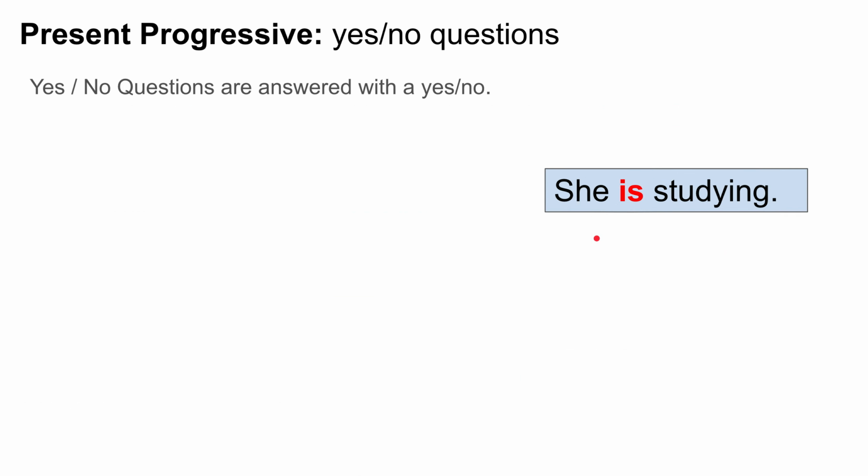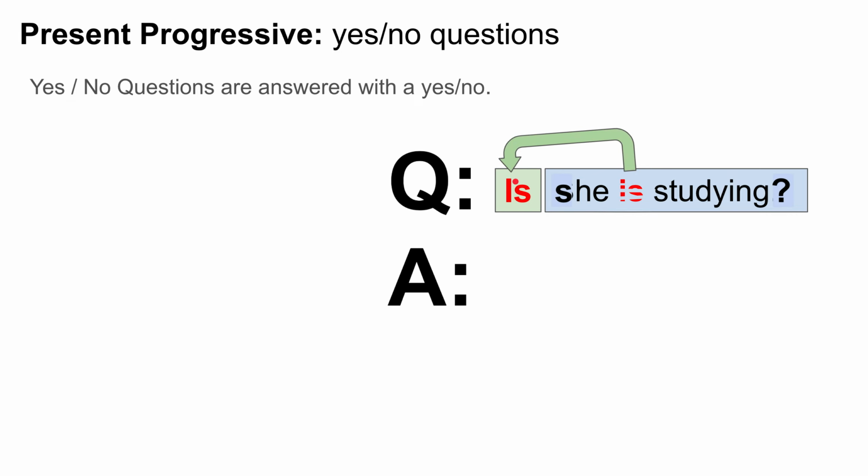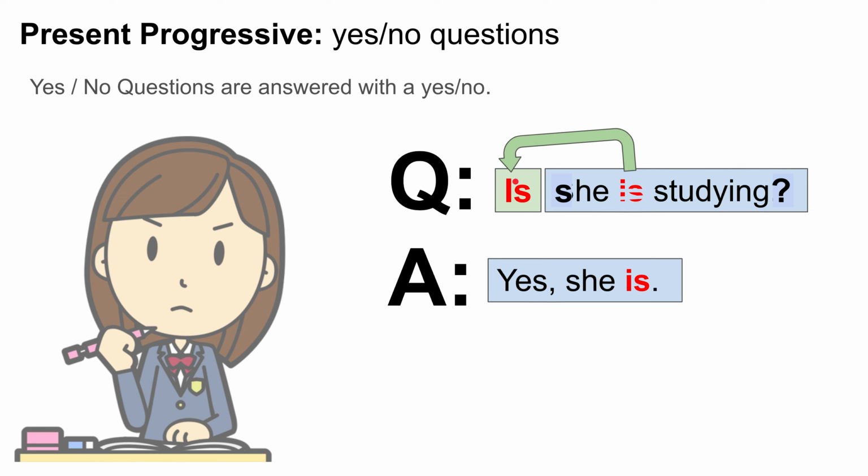Okay, so here we go. Yes-no question. She is studying. Is she studying? Answer, yes. Yes, she is. So yes-no questions are answered with a yes or no.